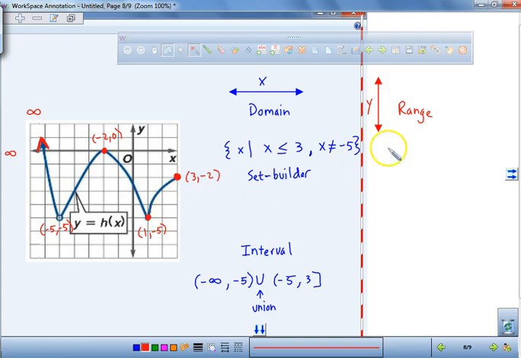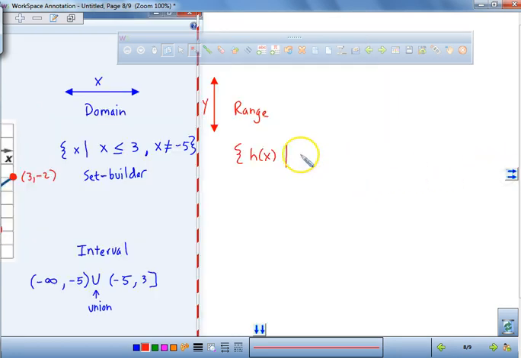So I'm going to write this in set builder notation, except I'm going to use h of x. We're going to say h of x, instead of the letter y, I'm going to use h of x, such that all of my y values are simply greater than or equal to -5. And that's it. I'm done.